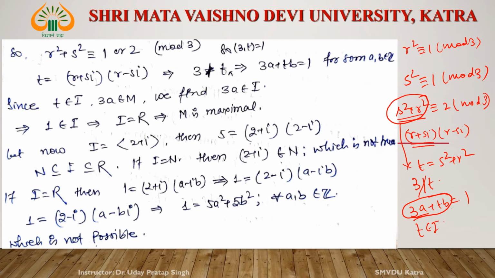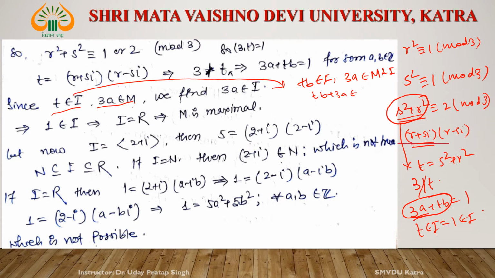Since I is an ideal, 1 belongs to I, right? 3a belongs to M, therefore 3a also belongs to I, and t belongs to I, so tb also belongs. Since I is an ideal, tb belongs to I, and 3a belongs to M, since M is a subset of I, therefore 3a belongs to both M and I. Then tb plus 3a belongs to I.